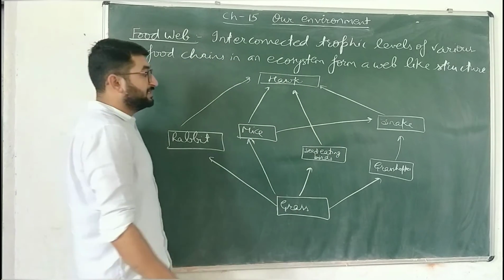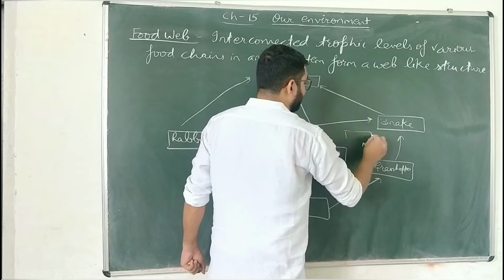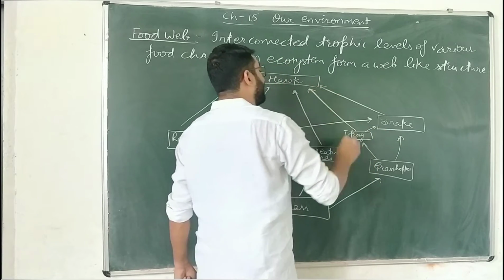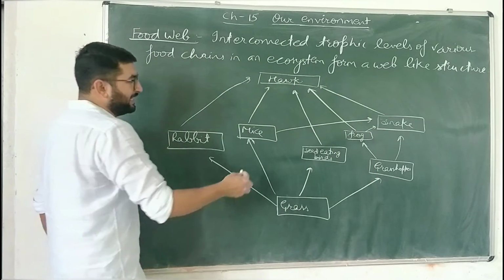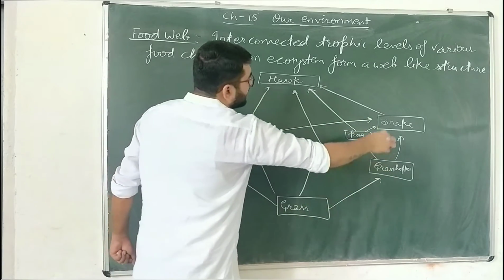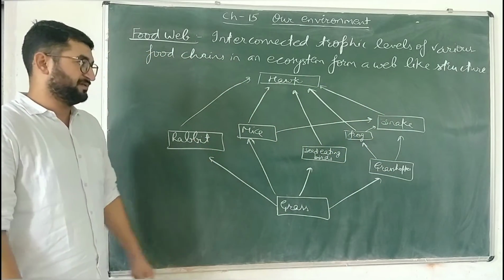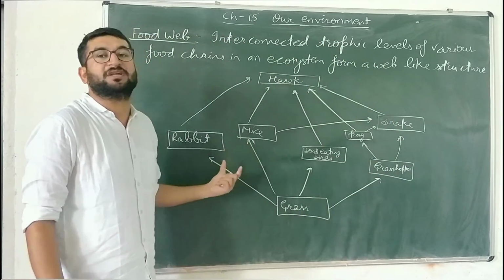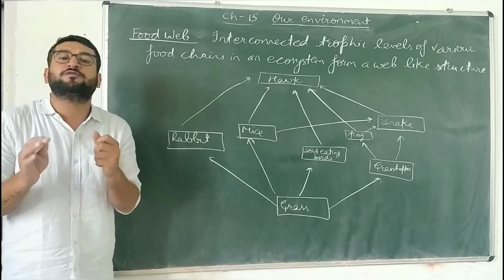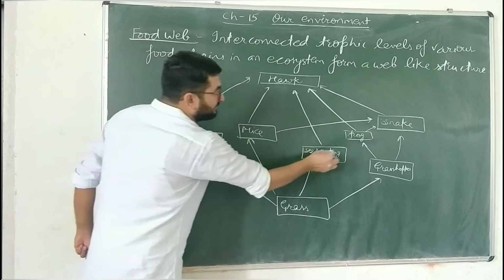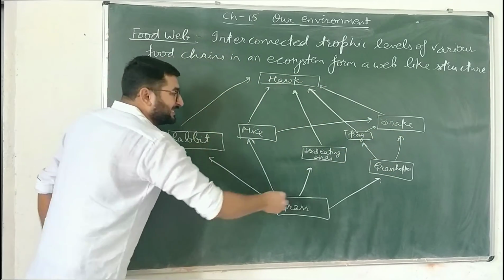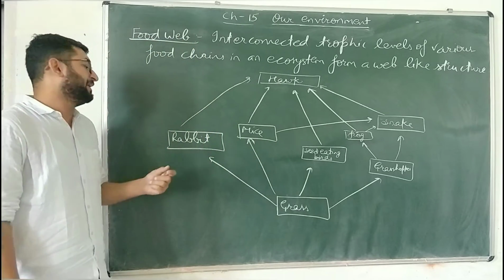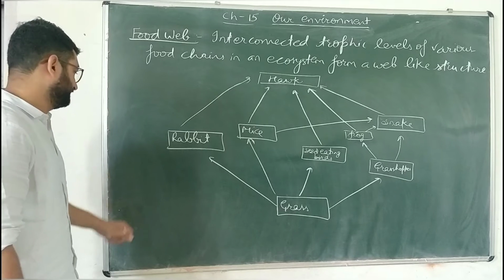This grasshopper is eaten up by the frog, in a separate food chain, and this frog is eaten up by the snake as well as by the hawk directly. So you can see, bache, various interconnections are formed between these chains, and these interconnections will form a web-like structure between the various food chains, and that web-like structure is known as food web. When the trophic levels of various food chains are interconnected, this interconnection will form a web-like structure, and that web-like structure is known as food web.